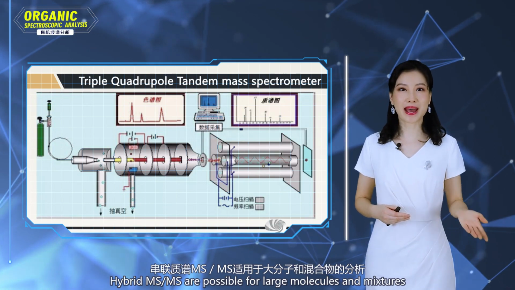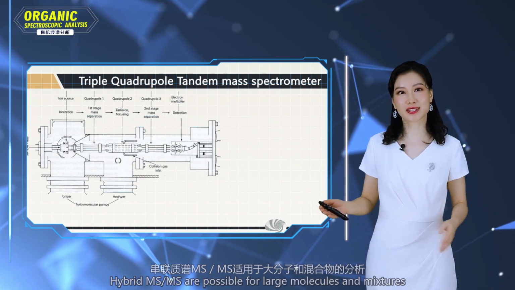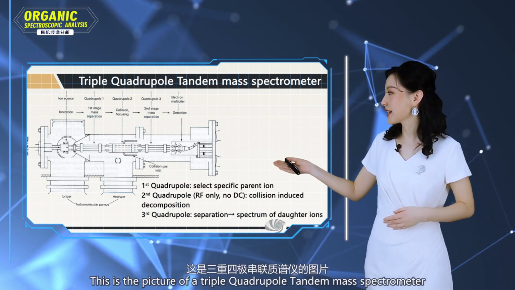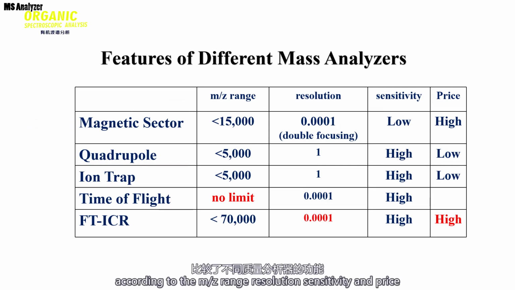Hybrid MS are possible for large molecules and mixtures. This is the picture of a quadrupole tandem mass spectrometer. This table compares the features of different mass analyzers according to the mass-to-charge ratio range, resolution, sensitivity, and price.